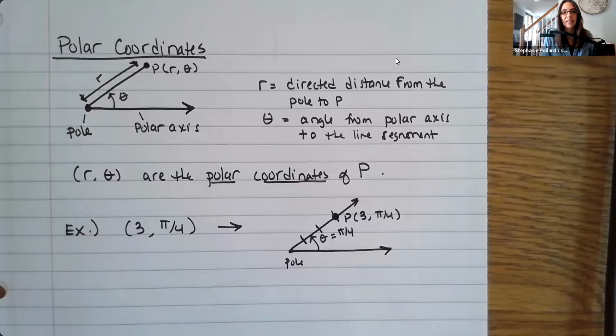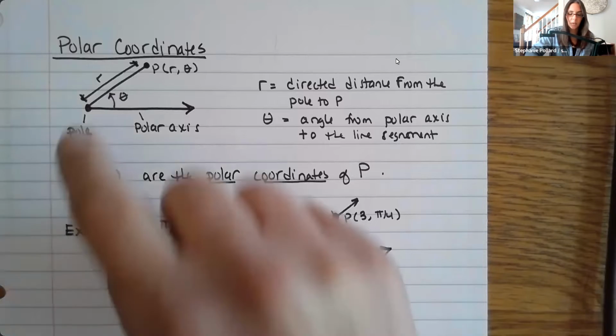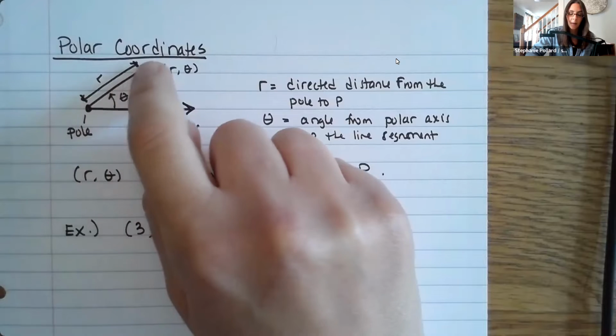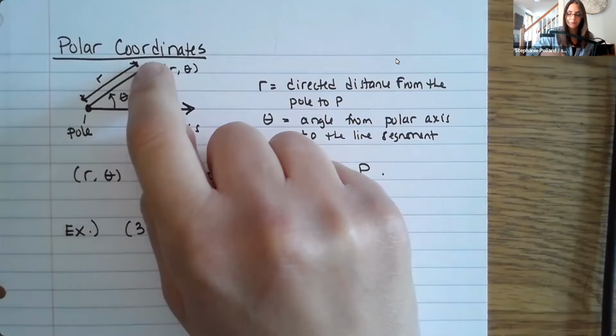So what we're going to see is R represents a directed distance from what we call the pole. The pole, you can think of like an origin in a way. It's like a starting point. And we say directed distance because R is not quite a radius like we're used to, or an exact length. It actually can be positive or negative. So we'll see that in a second. But the R does have to do with how far out along this segment you go.